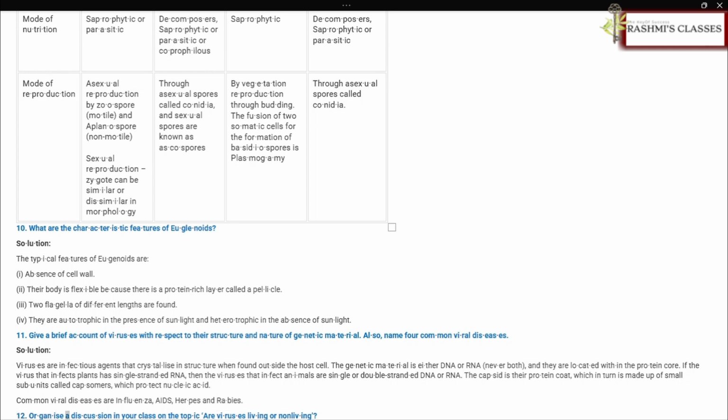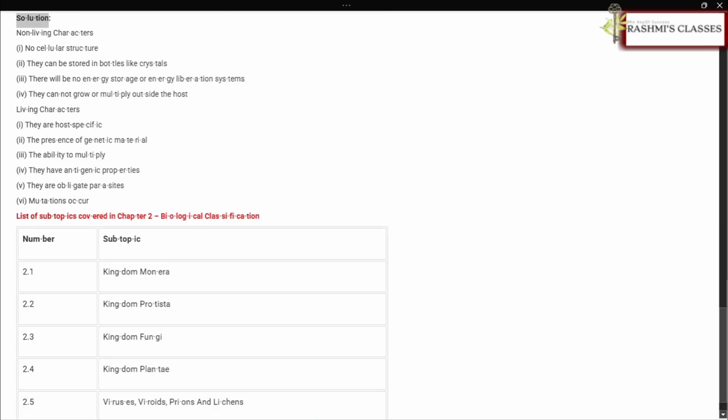12. Organize a discussion in your class on the topic, are viruses living or non-living? Solution. Non-living characters. 1. No cellular structure. 2. They can be stored in bottles like crystals. 3. There are no energy storage or energy liberation systems. 4. They cannot grow or multiply outside the host.